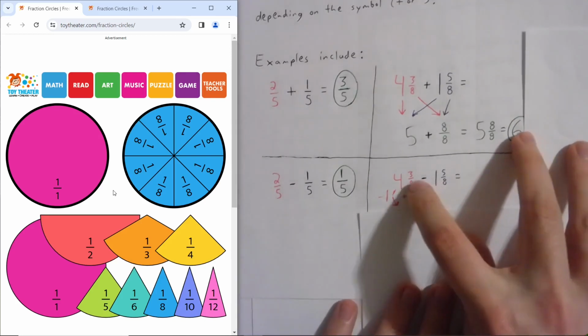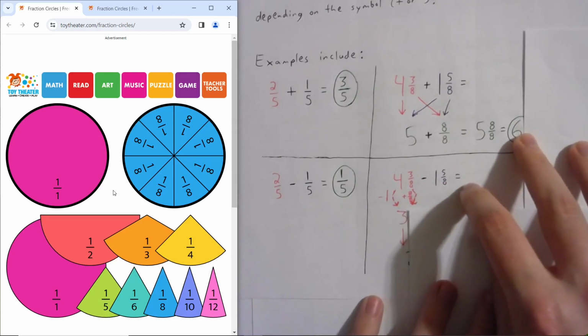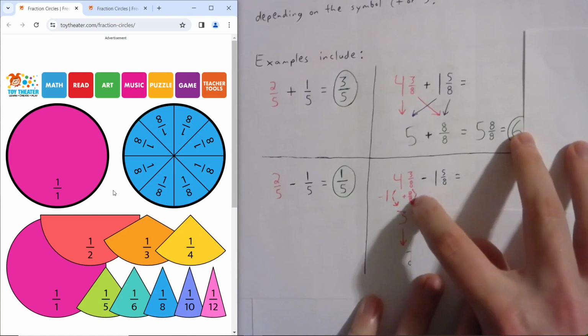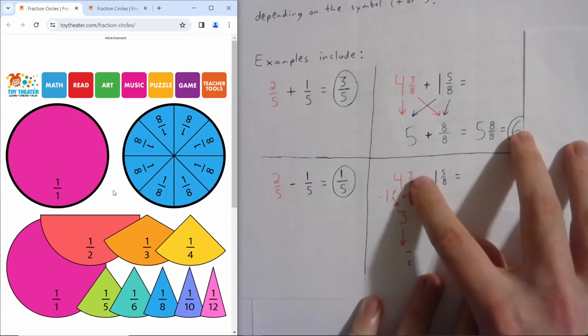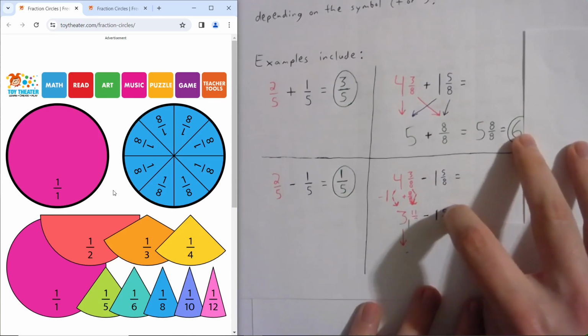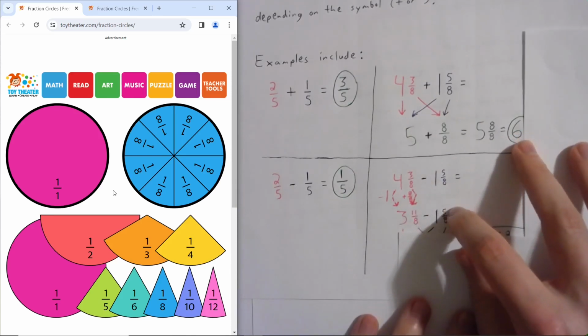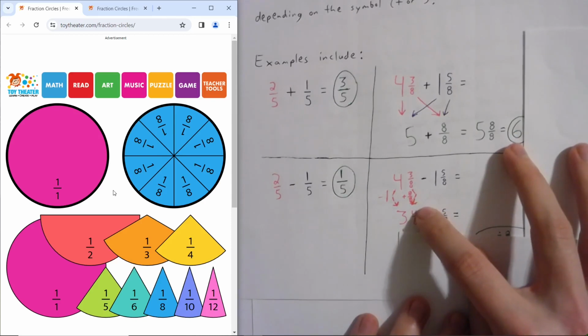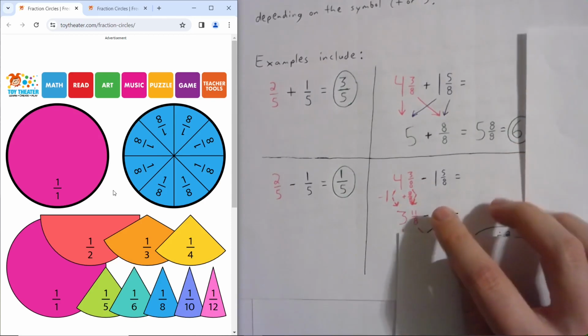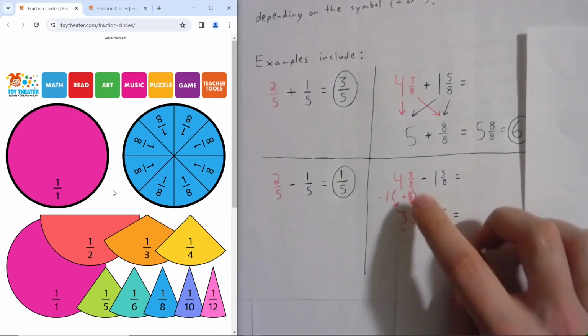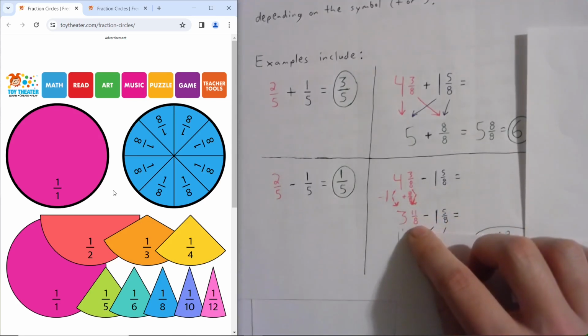So when I take away 1 whole from 4, that gets me 3. And when I add 8/8 to 3/8, 8 plus 3 is 11, and I keep the 8 on the bottom the same, then I get 11/8. 3/8 plus 8/8 is 11/8. So what I have there is that 4 and 3/8 is the same as 3 and 11/8.